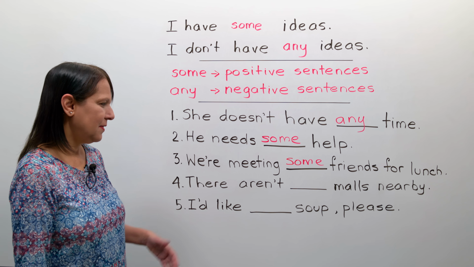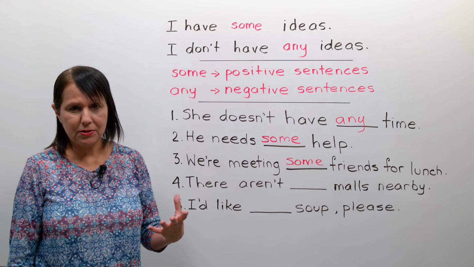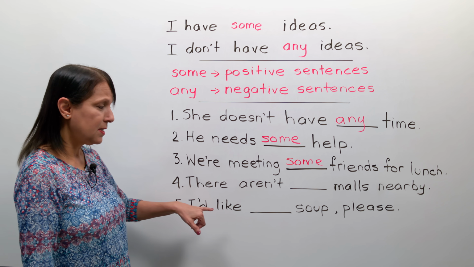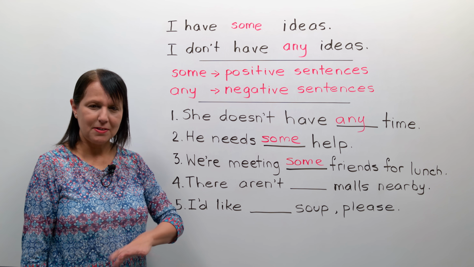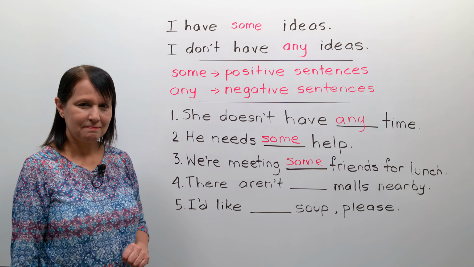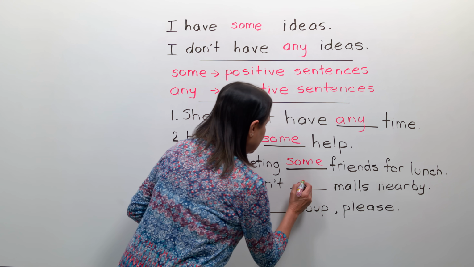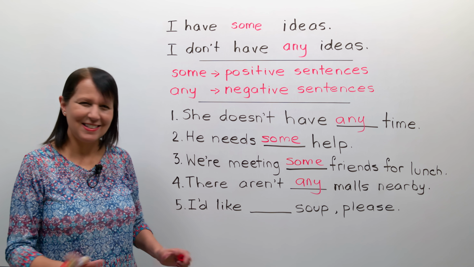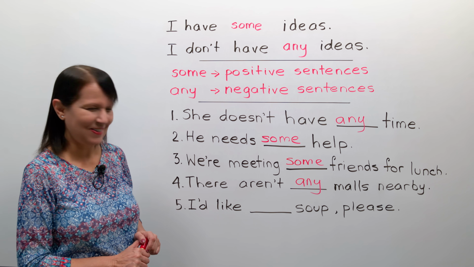Number four, there aren't blank malls nearby. Malls are like shopping centers, big shopping centers, right? There aren't blank malls nearby. Positive or negative? It's negative, so we have to say there aren't any malls nearby. That's it. You've got it. It's really that simple for the sentences, okay?